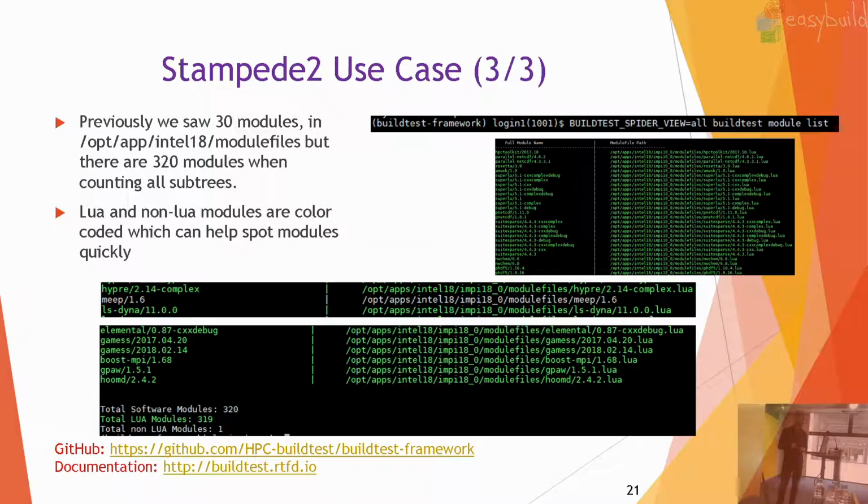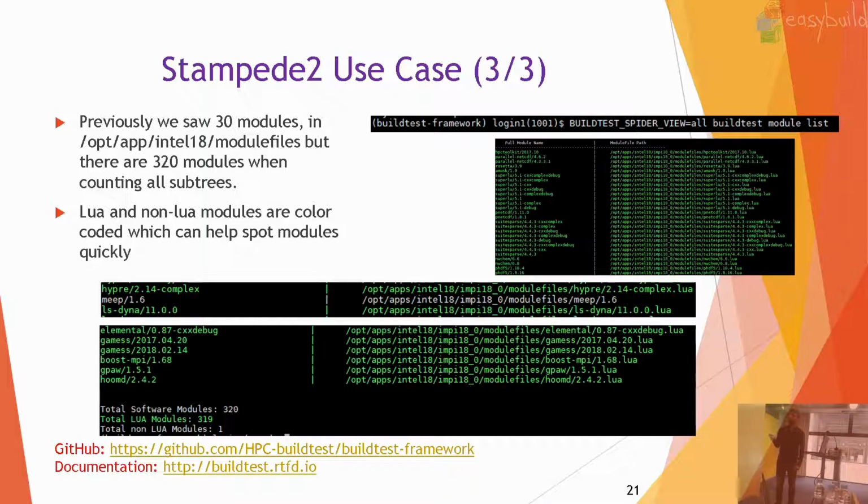Now, we saw 30 modules, but in fact, there are more than just 30 modules, because with Intel, there's stuff compiled with Intel MPI and other stuff, so there are other subtrees. In total, there were about 320 modules built with Intel.